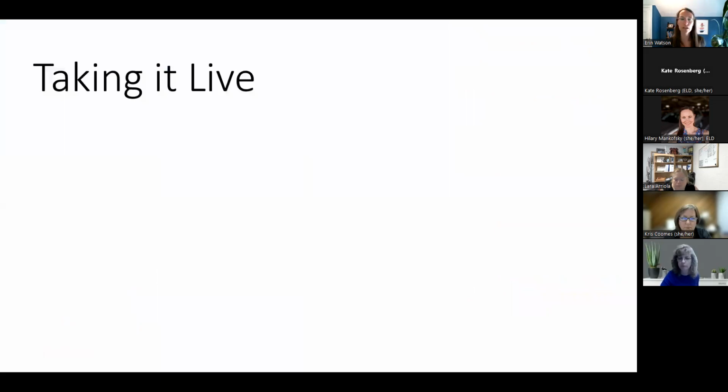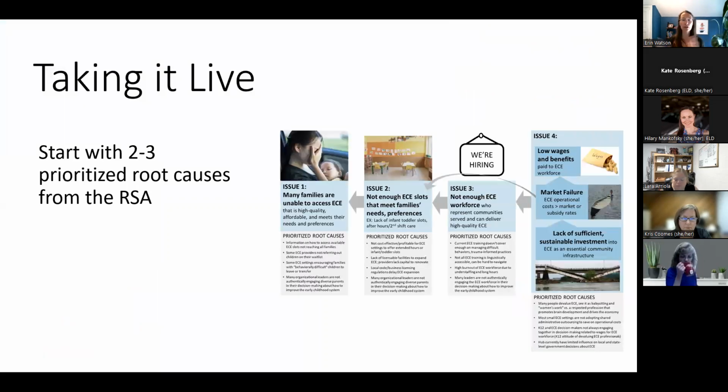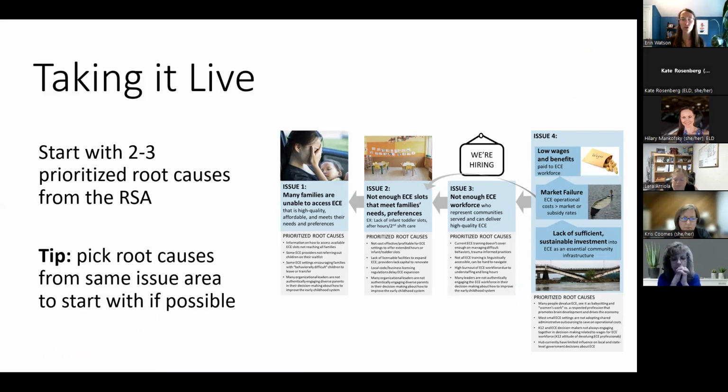Let's talk about how it might play out in a hub. You can basically look at your root causes and have your hub partners start with 2 to 3 of your prioritized root causes. And I would try to pick root causes, at least initially, that are from the same issue area, because it can be easier to identify twofers and chain reactions if they're at least related to the same issue.